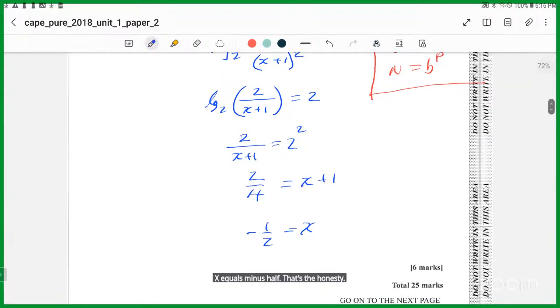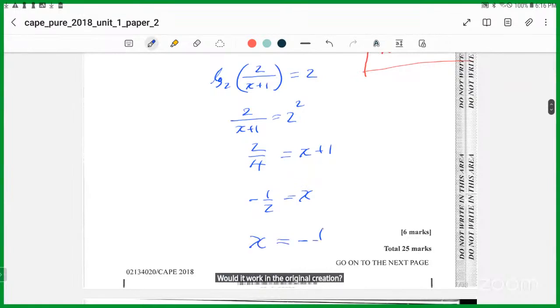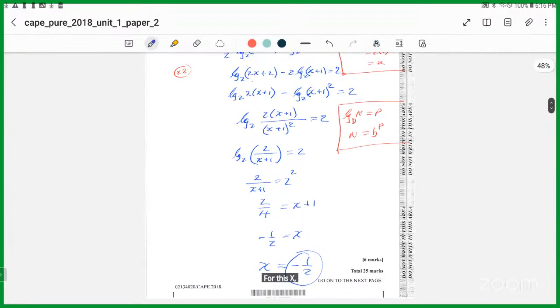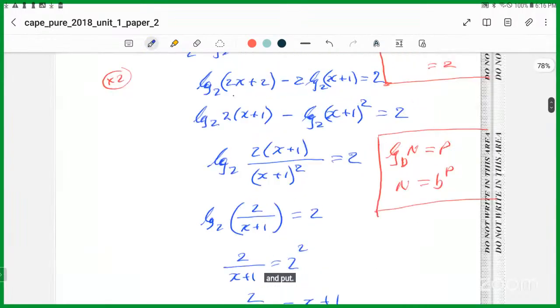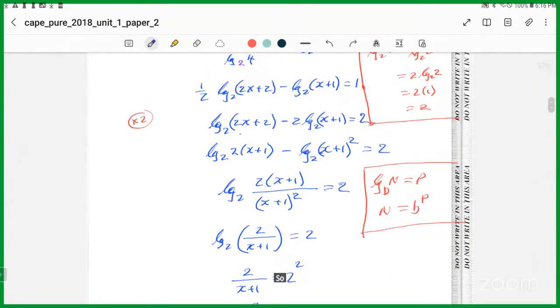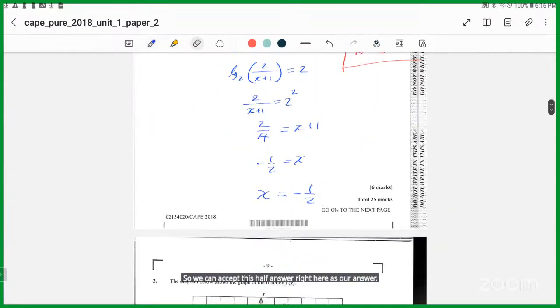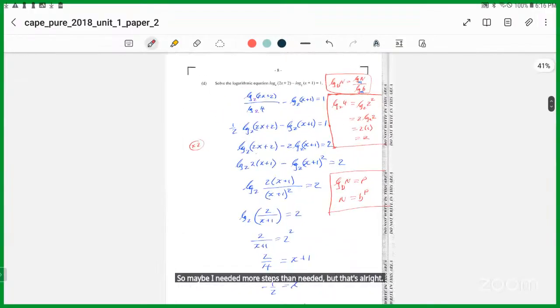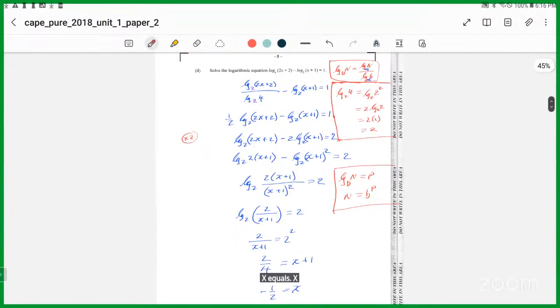Because that's a negative number, especially, I want to check if that answer is valid. Would it work in the original equation? If you put a minus half here for this x, you'll be calculating log of a half. And you put minus half here, you'll have 2 minus 1. So it will work. So we can accept this answer right here as our answer. It's not going to cause us to be finding log of a negative number. So maybe I did it in more steps than needed, but that's all right. That is it. X equals minus half is the answer.